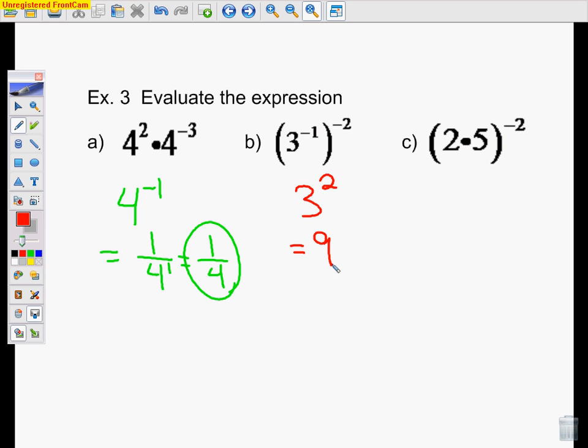All right, now C we could do a couple different ways. I'm going to do the easiest way for right now. 2 times 5, we can simplify that parentheses. And we know that 2 times 5 is 10. So this is 10 to the negative second. Once again, we have a negative exponent. So to get rid of our negative exponent, we flip it and make the exponent positive. The parentheses weren't really necessary here because the base was a positive number. And then we can say, okay, well, that's 1 over 10 squared, which is 1 over 100.